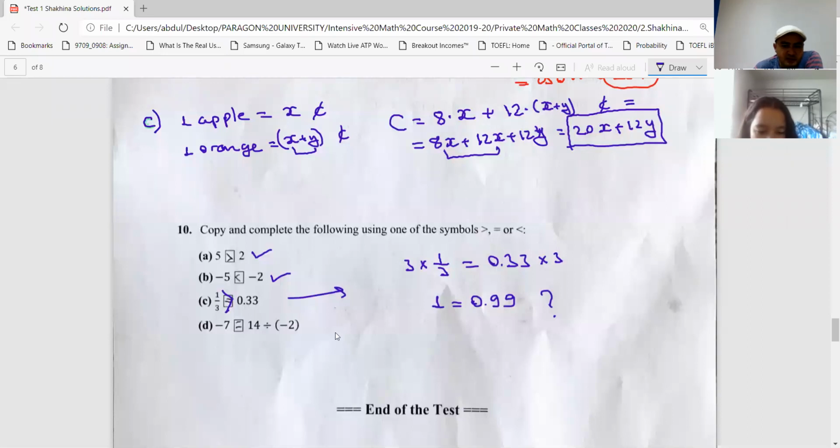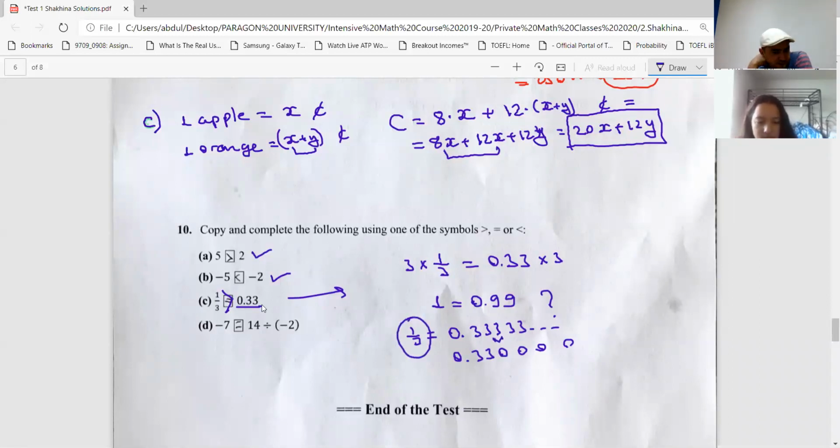Because here, Shahina, this 0.33, what is it? Actually, if you divide 1 over 3, we'll get something like this, right? 0.333333. It never ends. And how about the 0.33? It means 0.33 and here we have 0.000. So when we compare the digits, same, same, same. Oh, here it breaks, right? This one is greater. So that means this number 1 over 3 is greater than 0.33.